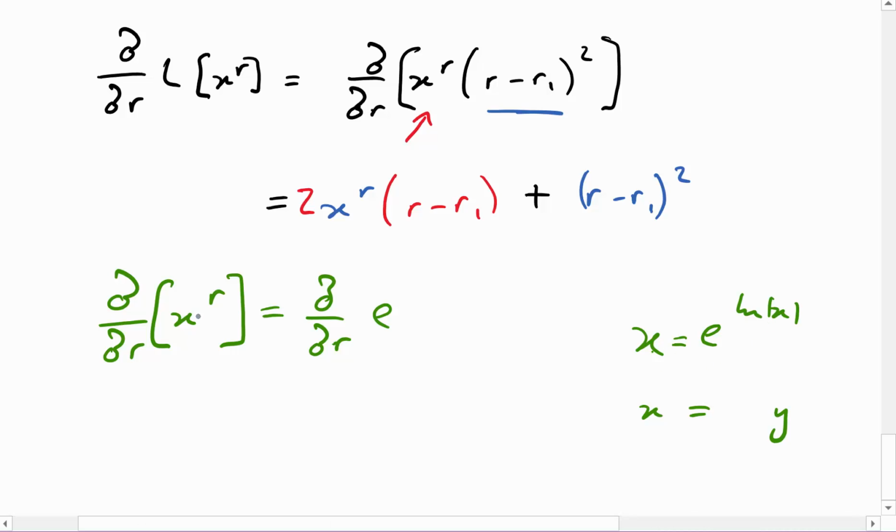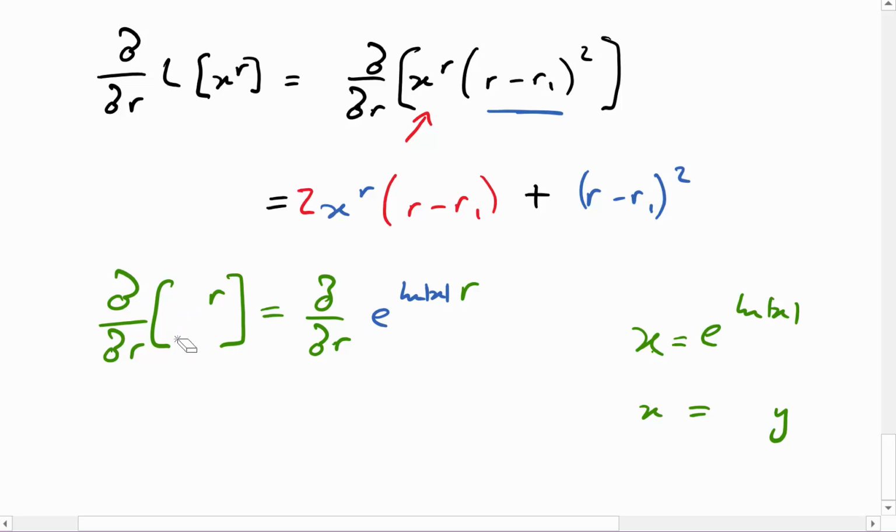I'm going to do the same thing here. I'm going to say x is just going to be e to the natural logarithm of x, but that's still going to be raised to the power of r. So x in there is equal to e to the natural logarithm of x, but then I'm just raising it to the power of r, like that. So it's just going to be that.